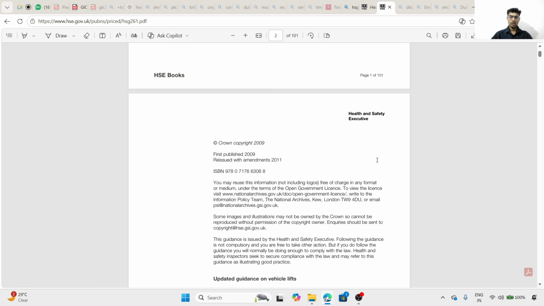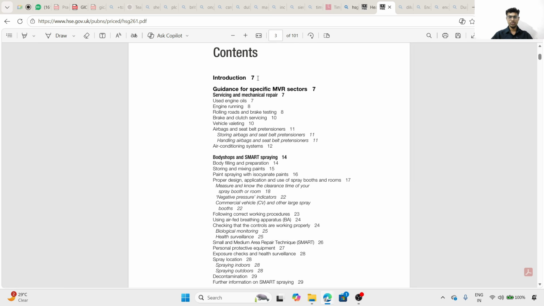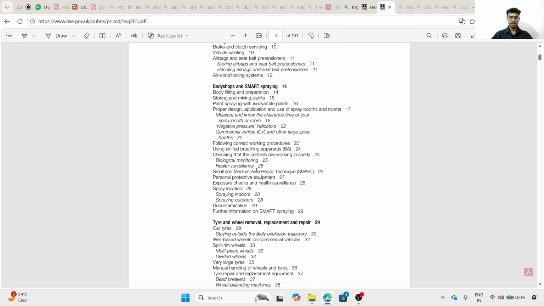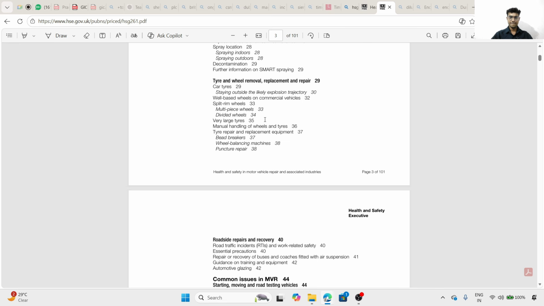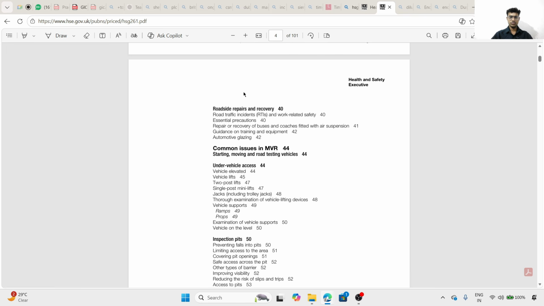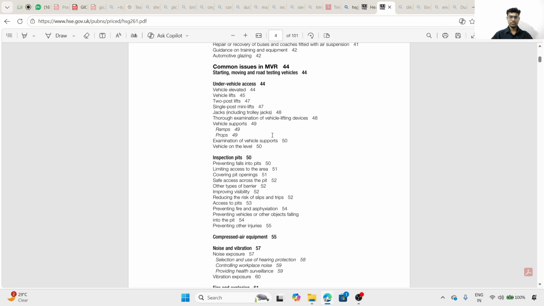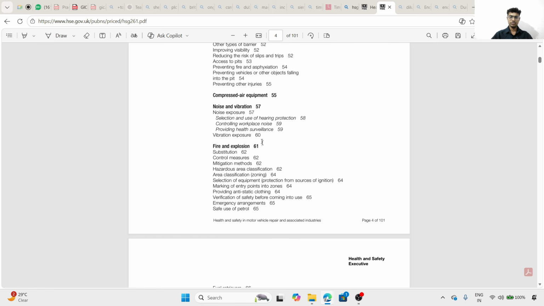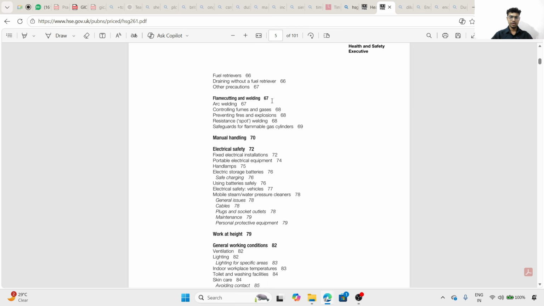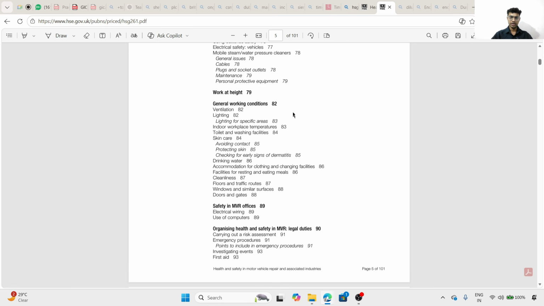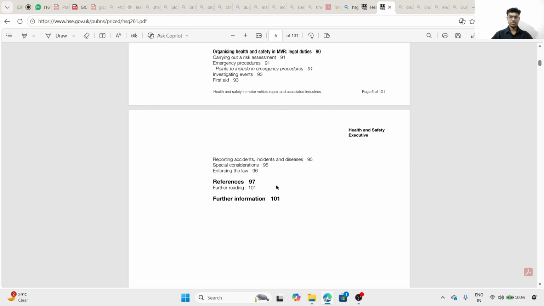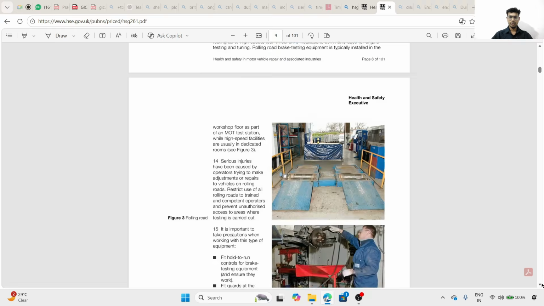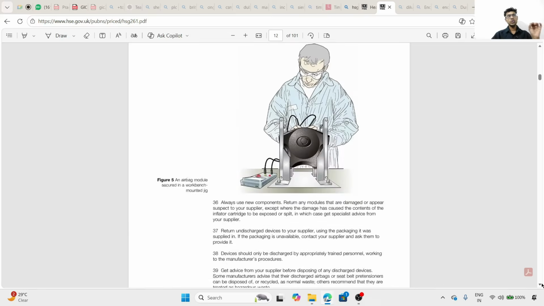This is a document in which you will get the complete information: introduction, guidance for specific MVR sector, body shop and smart spraying, health surveillance, biological monitoring, spray booth or room, tire repair replacement, under vehicles access, vehicle lift, examination of vehicle support, rams, vehicle supports, jacks, inspection pits, compressor air equipment, noise and vibration, fire and explosion, manual handling, flame cutting and welding, electrical safety, work at height, general working conditions, safety in MVR offices, and references. For the garage that we were seeing right now, you will get the complete information from A to Z in this document.